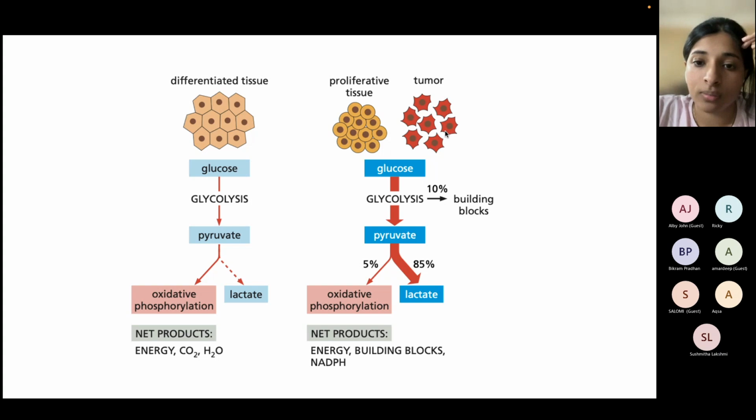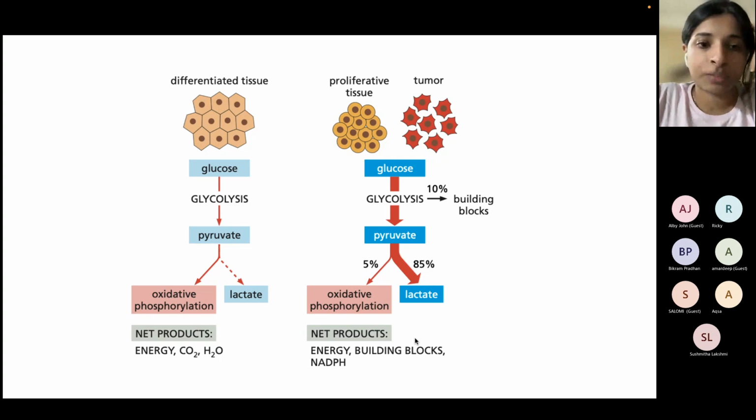So in these cells, if you think about it, glucose is actively converted into pyruvate, and a large amount of this pyruvate enters into lactate anaerobic respiration. So here lactate produces a low amount of ATP but regenerates the NADPH that is required for glycolysis again. This produces building blocks that can be used by the cell to generate other proteins and other enzymes that are required for their normal functioning.